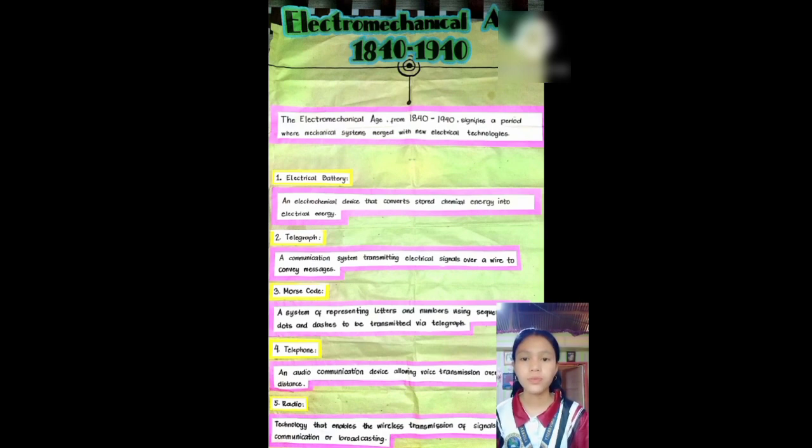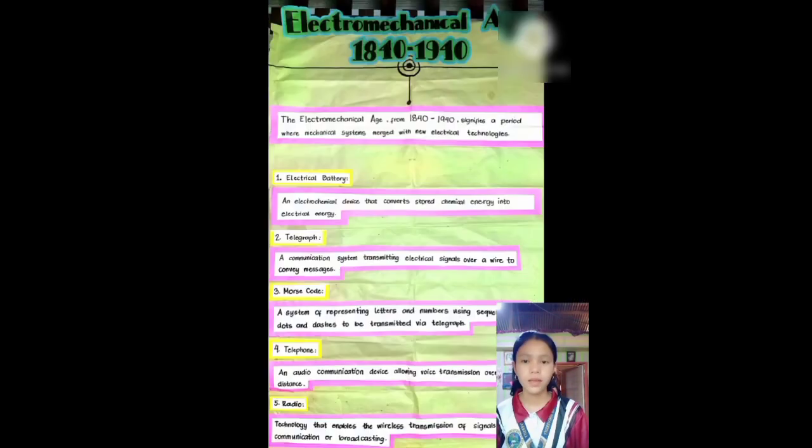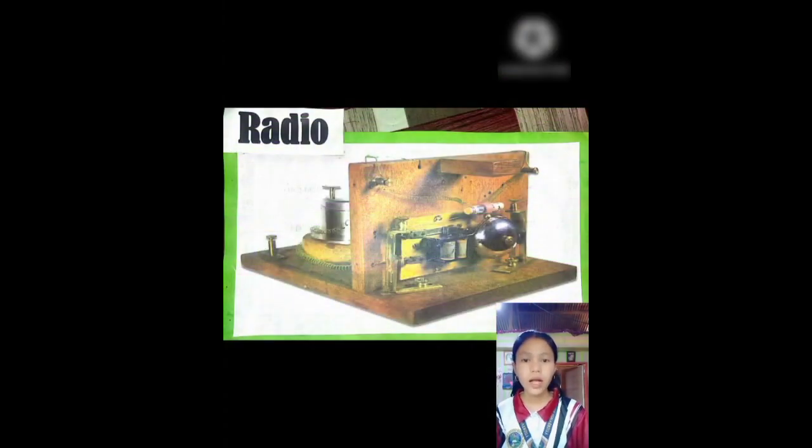Then the fourth one is the telephone. The telephone is an audio communication device allowing voice transmission over a wire. Alexander Graham Bell invented the telephone in 1876, fundamentally changing communication methods. Then the fifth one is the radio. Radio is the technology that enables the wireless transmission of signals for communication or broadcasting. Guglielmo Marconi played a key role in the development of radio communication in the late 19th and early 20th century.